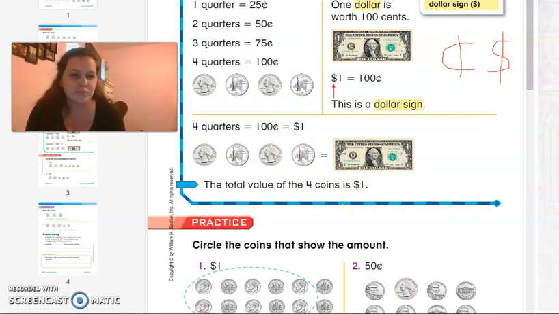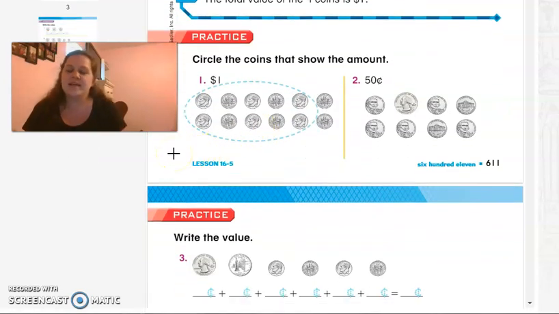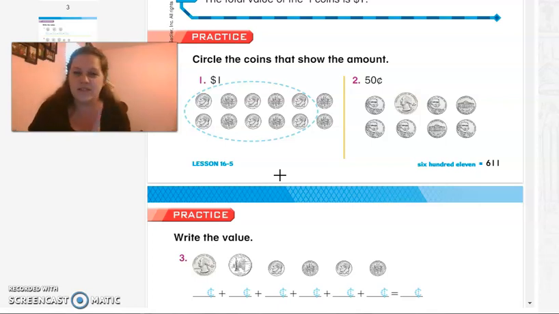All right, let's look down here at number 1. It says circle the coins that show the amount. So for number 1, the amount is $1. Right here we have our dollar symbol, so we're talking about $1. We want to know which of these coins we need to circle to get $1.